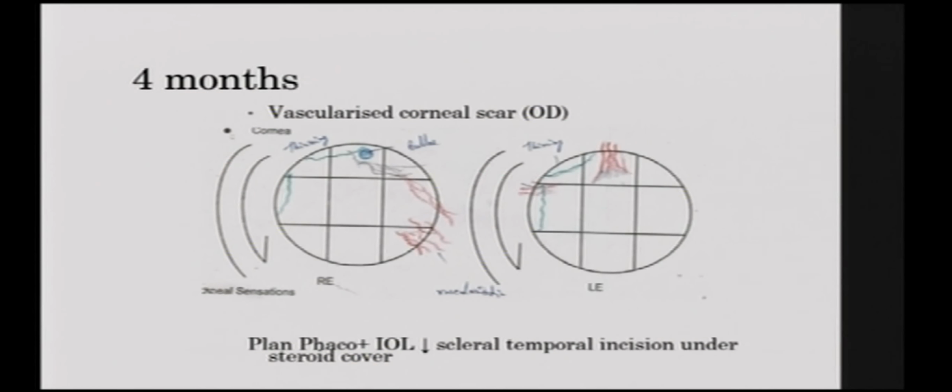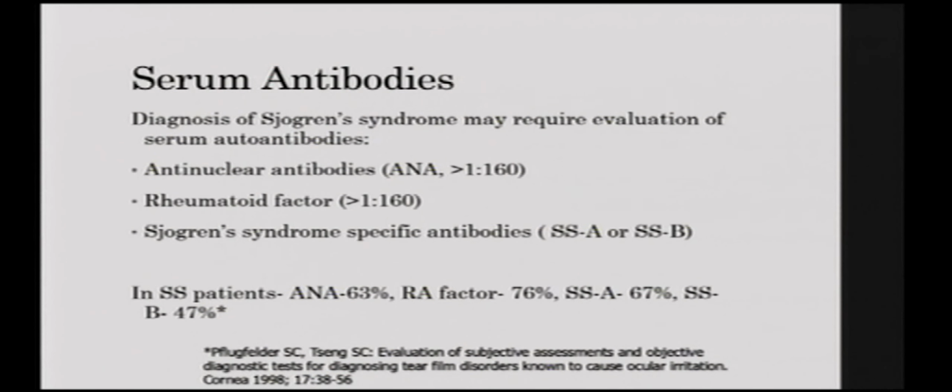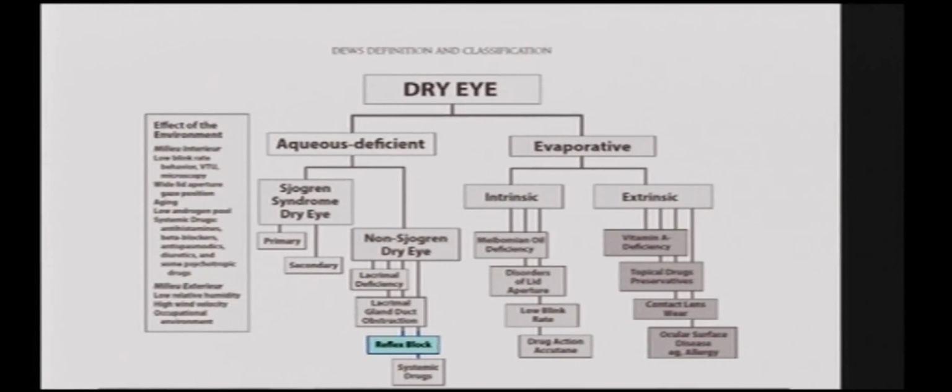4 months later, there was a vascularized corneal scar, and a plan of phaco was made with the scleral temporal incision under steroid cover, and see what happened at the site where the phaco incision was made. There was a melt even there. So even with well-controlled conditions, you can have these kind of problems where any trauma can then lead to a melt in that area, and a scleral incision is a trauma. The diagnosis of Sjogren's syndrome may require evaluation of serum autoantibodies, including the SSA and SSB, which are Sjogren's specific, and the ANAs and the RA factors are high in all these patients, and these must be a part of the management that we do.